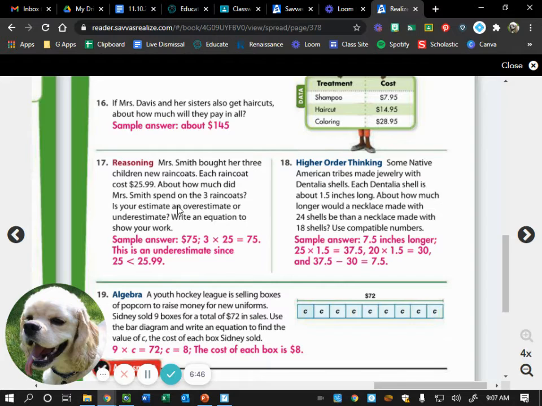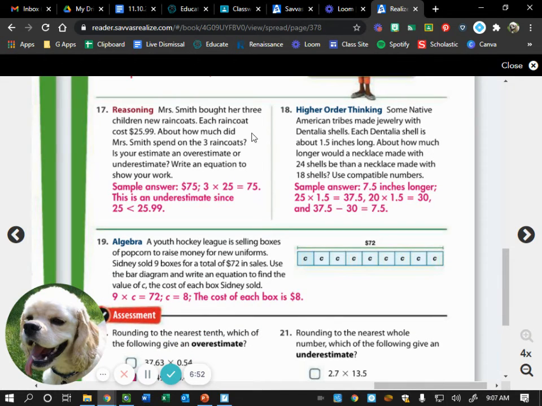Number 17. So number 17: Mrs. Smith bought her 3 children new raincoats. Each raincoat cost $25.99. About how much did Mrs. Smith spend on the 3 raincoats? Is your estimate an overestimate or an underestimate? Write an equation to show your work.